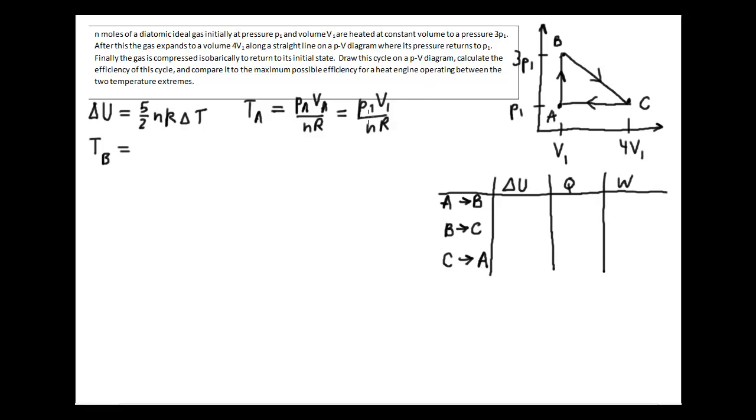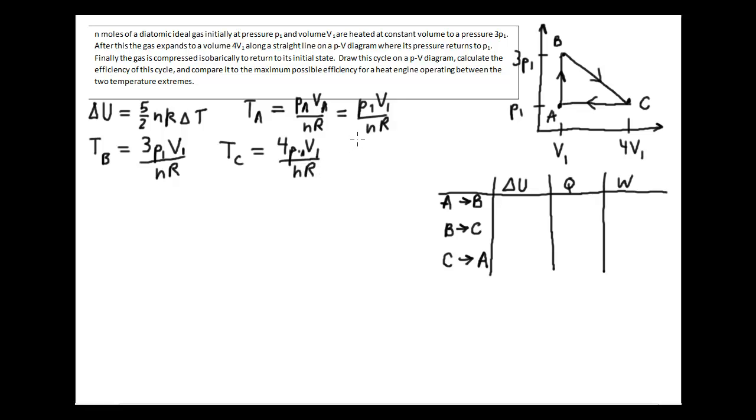Well, PB is 3P1. So it's going to look just like TA did, except it's going to have 3P1. The volume is the same, V1 over NR. And so it's just 3 times what the initial temperature was at TA. And then TC, if we look at the pressure and the volume at point C, the pressure is back to P1, the volume is 4V1. So when I multiply those two, I'm going to get 4P1 V1, where the 4 came from the volume value, over NR.